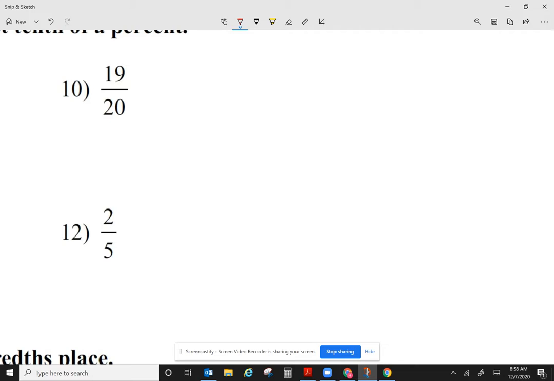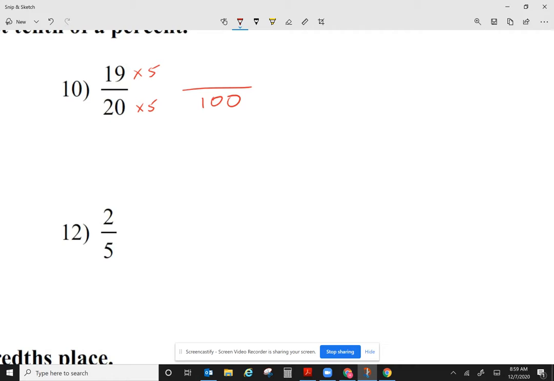Another method that I showed you is using the denominator. I want the number at the bottom to be a 1 with zeros. So I want it to be either 10, 100, 1000, any number as long as it's 1 with zeros. Looking at number 10, I can make the number at the bottom 100. I cannot make it 10, because I could make it 10 by dividing by 2, but then I would have to divide the top by 2 as well. In this case, I'm going to multiply by 5, because 20 times 5 is 100.